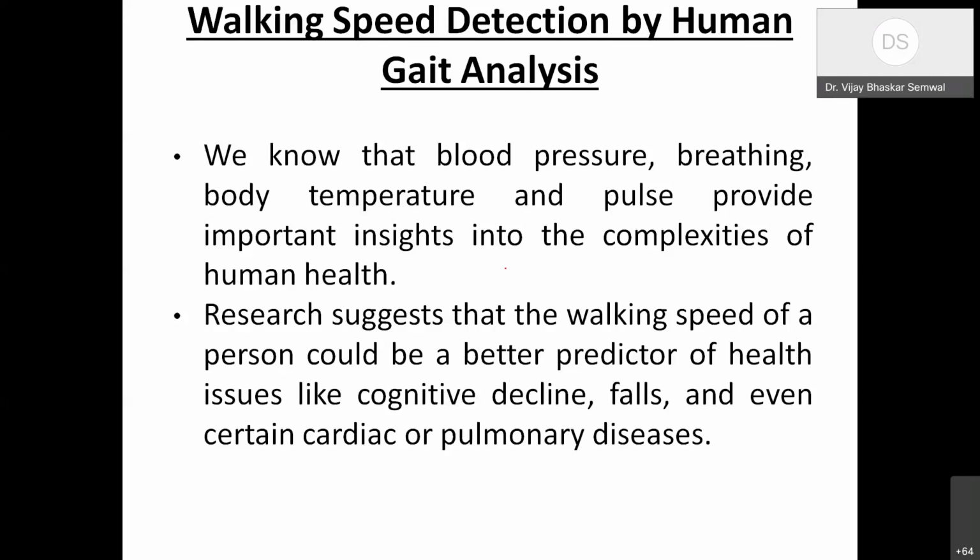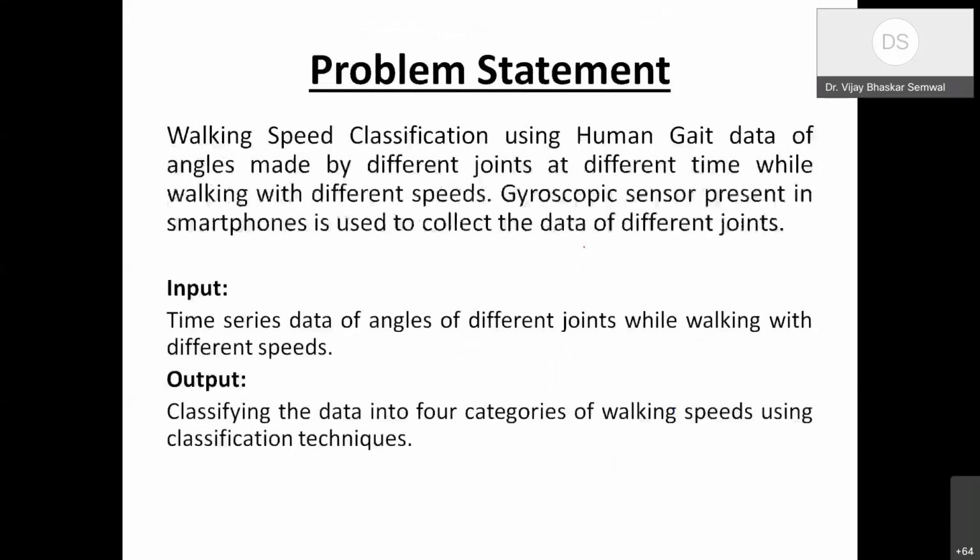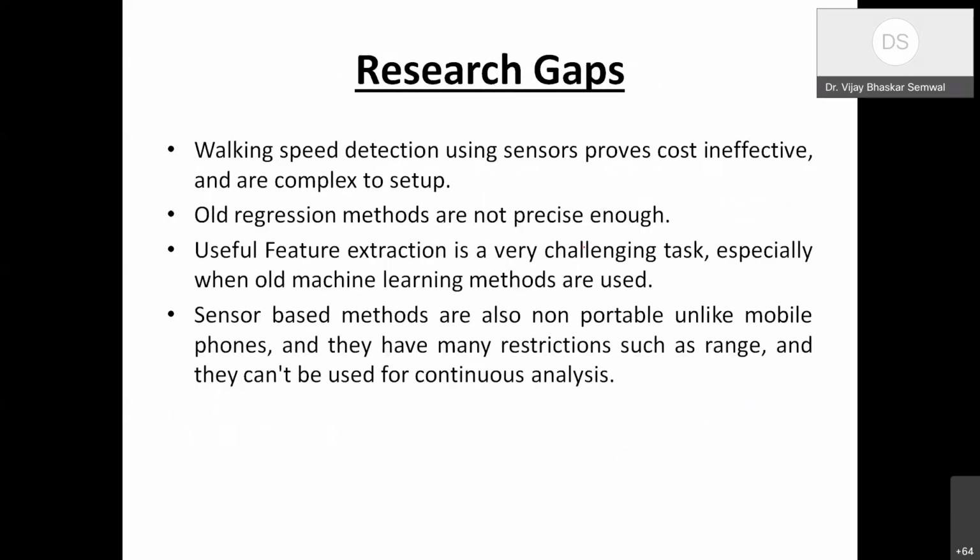So for this purpose, I will show one matrix. Maybe this will appear after some time. Okay. And the research gap is there. Walking speed detection using sensors proves cost ineffective and complex to set up. This is the problem: once we involve sensors to detect the walking speed, it not only involves cost, it is complex to set up. Wearable devices are too difficult to wear, and then you will not get accurate data. A lot of noise will come.